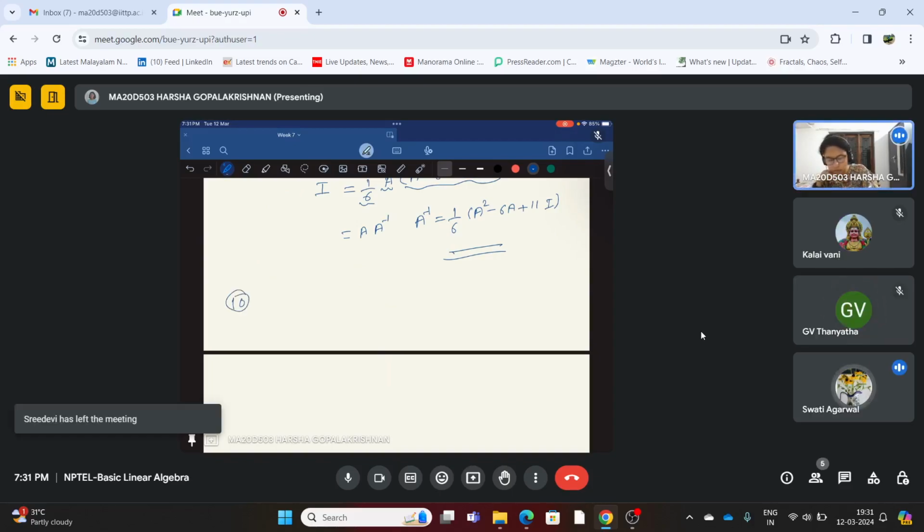Yeah. Now one question. Find a linear transformation from R2 to R2 such that the range of T equals the null space of T.